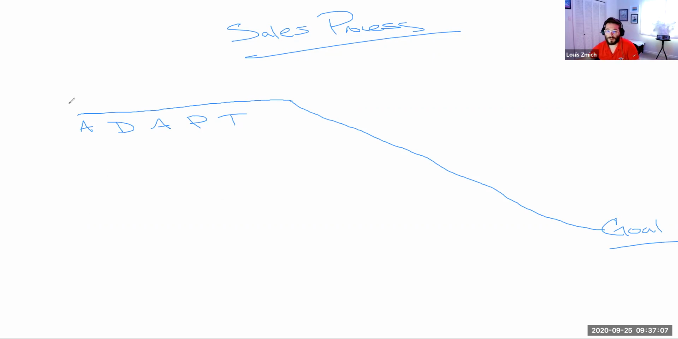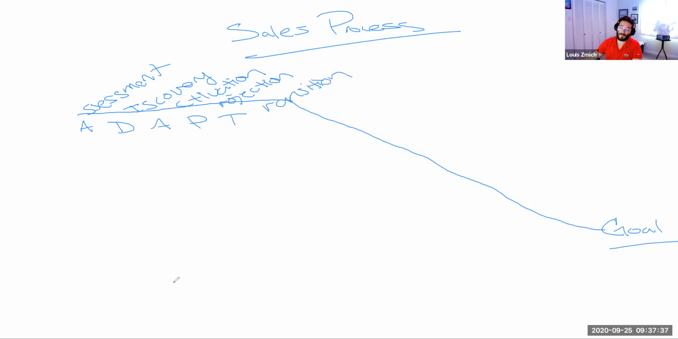Okay. So the first thing that the salesperson needs to do is assessment. Okay. The second thing the salesperson needs to do is discovery. The third is activation. The fourth is projection. And the fifth is transition. All right. And so all of this here is just identifying and developing needs.